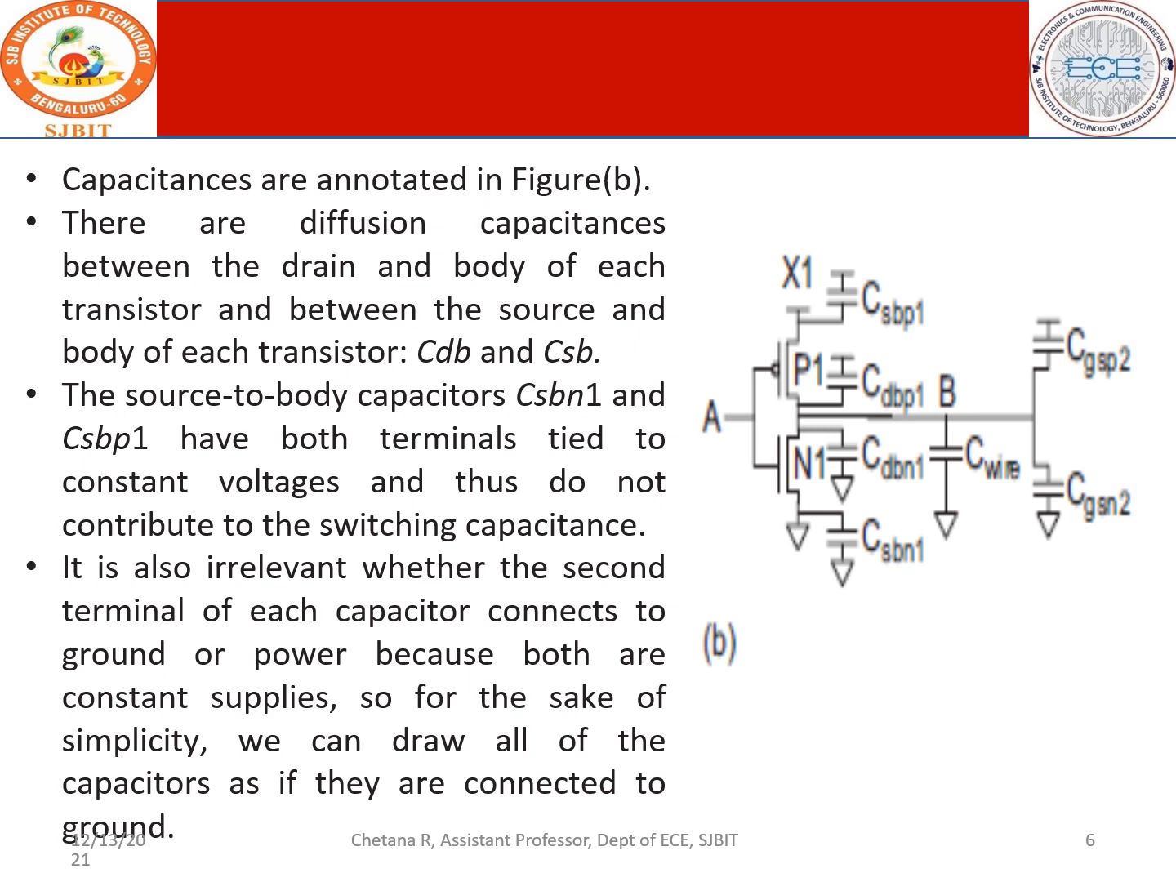It is also irrelevant whether the second terminal of each capacitor connects to ground or to power, because both are constant supplies. So for the sake of simplicity, we can draw all of the capacitors as if they are connected to ground in the NMOS, and in the PMOS they are connected to the supply. So this is how capacitances are connected.